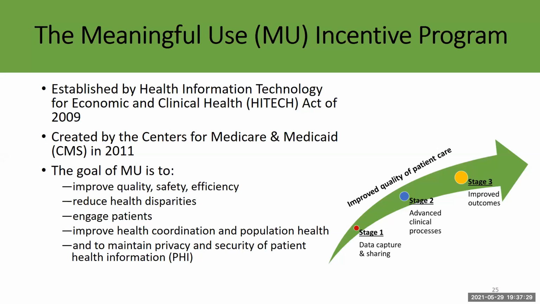So it's basically about utilization of a certified EHR system to improve the quality, safety, and efficiency, reduce health disparities, improve care coordination, improve population and public health, and engage patients and their families more and more in their own healthcare, and also to ensure that patient privacy and security is maintained, according to the HIPAA rule. So basically, it is a set of federally imposed reporting requirements that healthcare providers are required to meet. You can see the goal of the meaningful use.